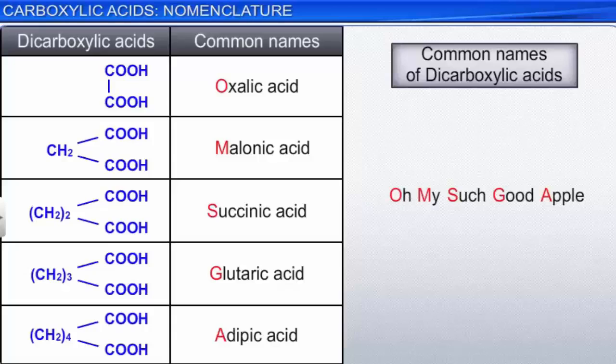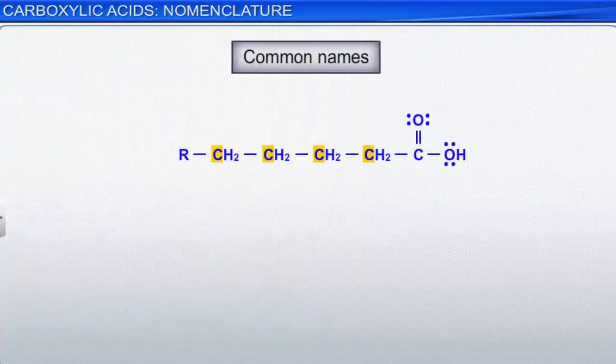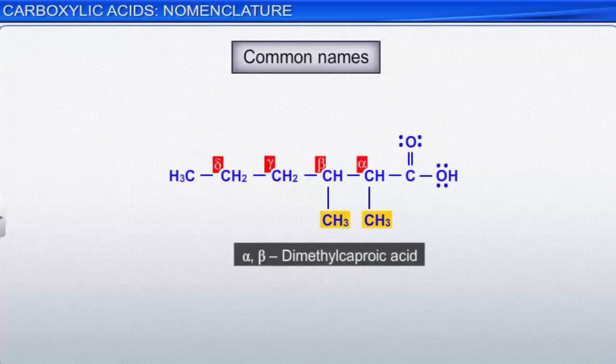When it comes to substituted acids, the position of the substituent is indicated by the Greek letters alpha, beta, gamma, etc. The carbon adjacent to the carboxyl carbon is assigned the letter alpha, the next carbon beta, the next one gamma, and so on. For example, two methyl groups substituted on the alpha and beta carbons in a 6-carbon carboxylic acid is named alpha-beta dimethyl caproic acid.